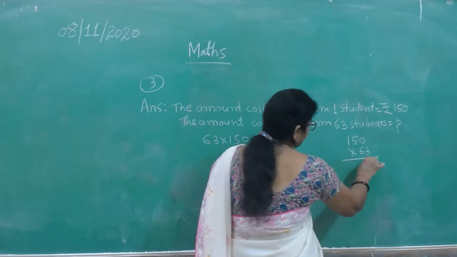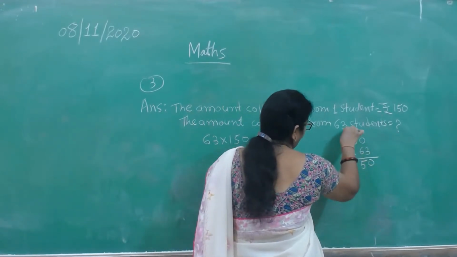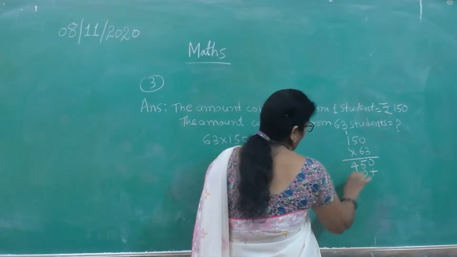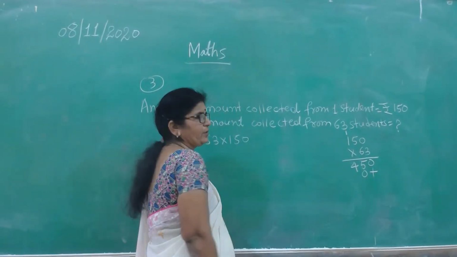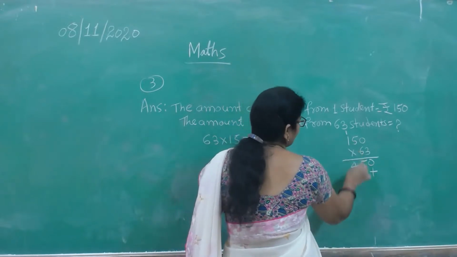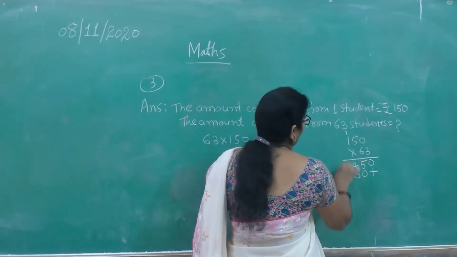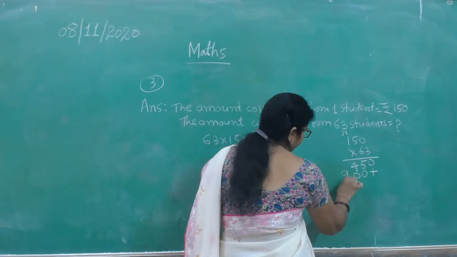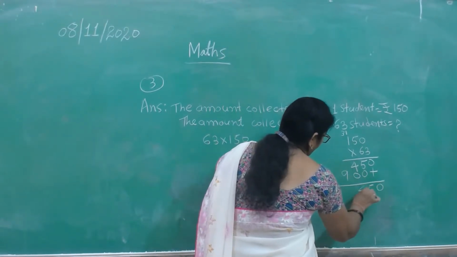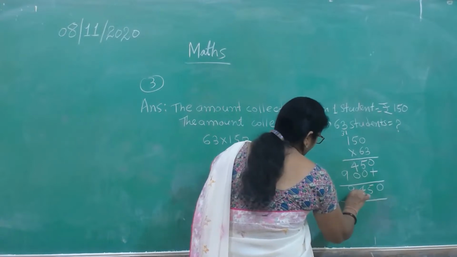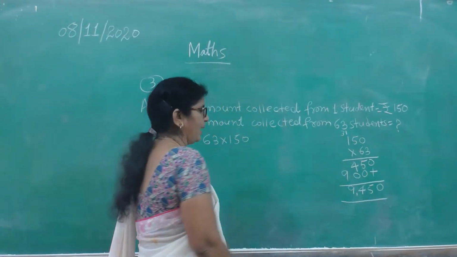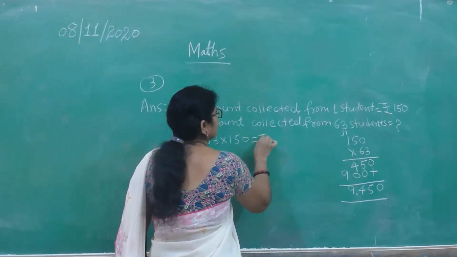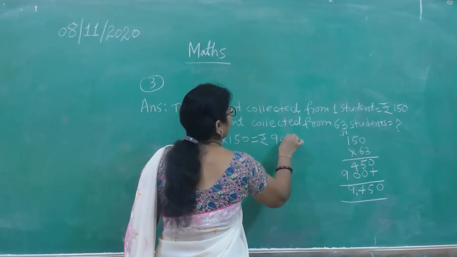3 into 0, 0. 3 5s are 15, carry 1. 3 ones are 3, plus 1, 4. Next row: 6 into 0, 0. 6 5s are 30, 0 and carry 3. 6 ones are 6, 7, 8, 9. Adding: 0, 5, 4, 9. How many rupees did madam collect? 9,450 rupees.